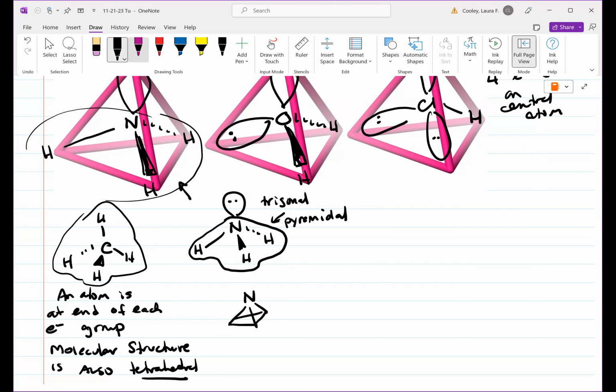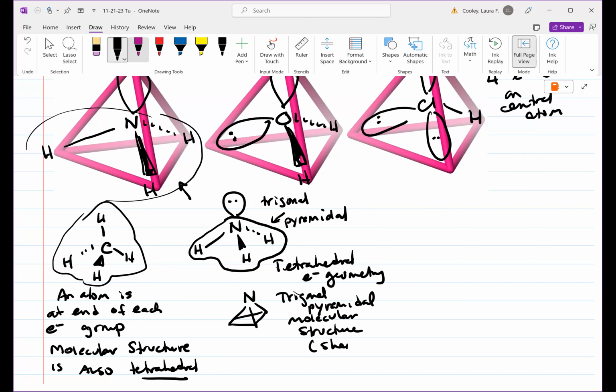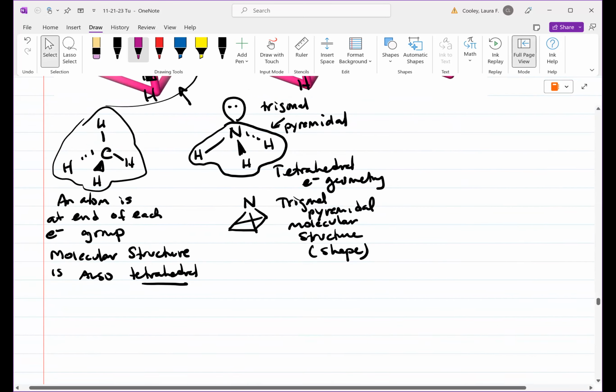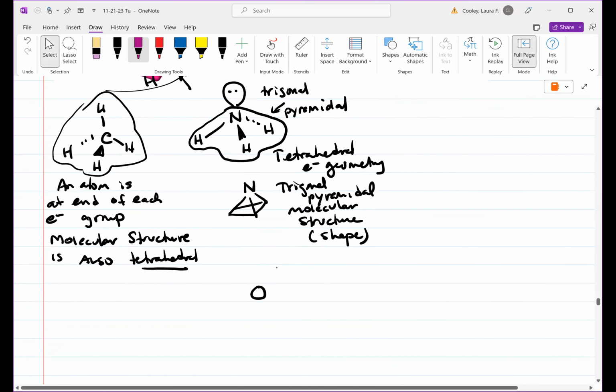So this guy, NH3, has a tetrahedral electron geometry, but it has a trigonal pyramidal molecular structure or shape. Okay. And then we have the oxygen one.